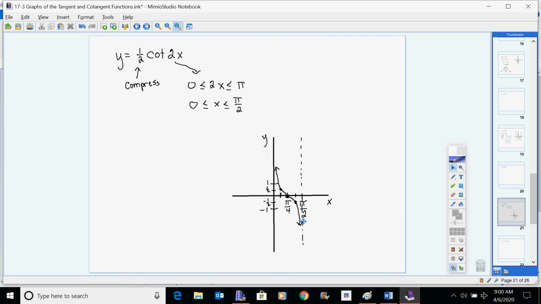So what happened is it got compressed. Our key points are here and here now. Pi over 4 is an important point. I'll be looking for all those things. And so you're going from 0 to pi over 2. Those are your key areas that I'll be looking for. Okay. I'm just going to run through a little bit more with you.